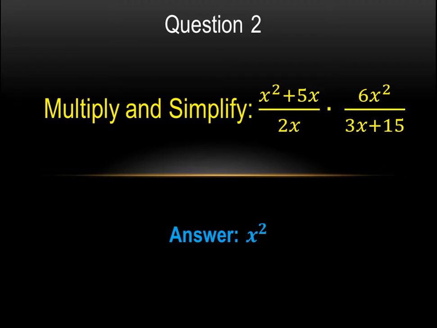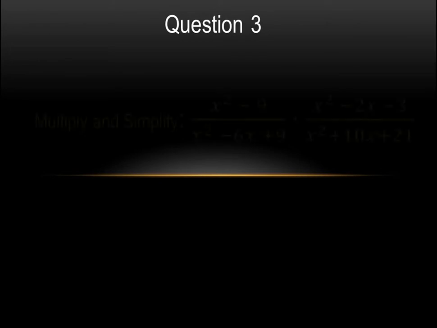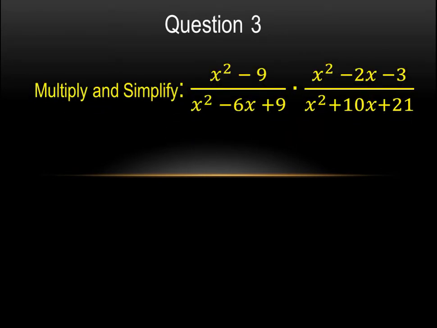Let's have one more. Multiply and simplify x squared minus 9 all over x squared minus 6x plus 9 and x squared minus 2x minus 3 all over x squared plus 10x plus 21. The answer is x plus 3 all over x.